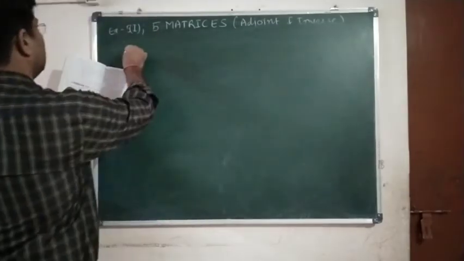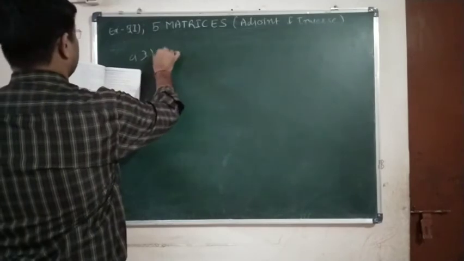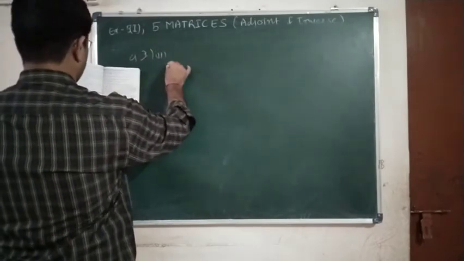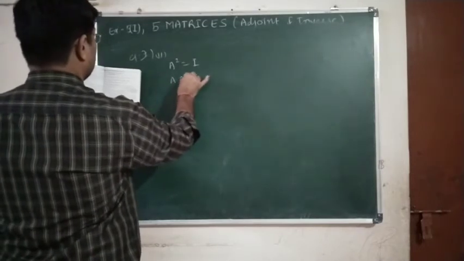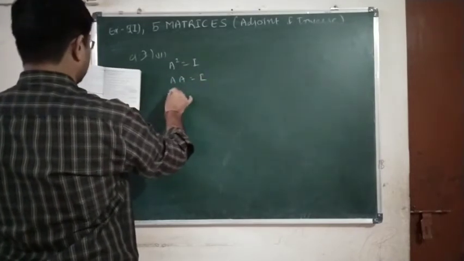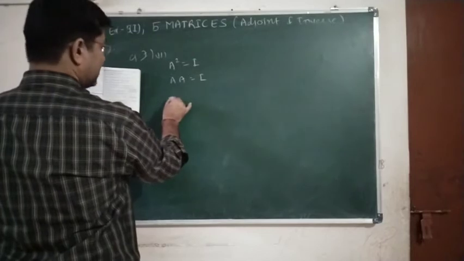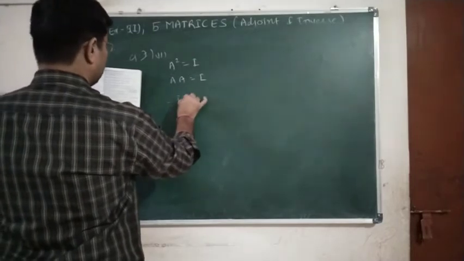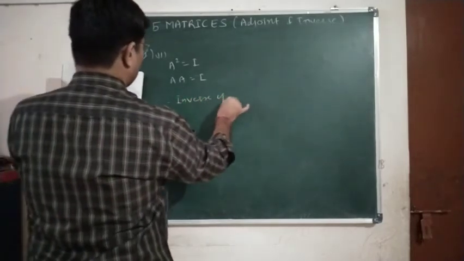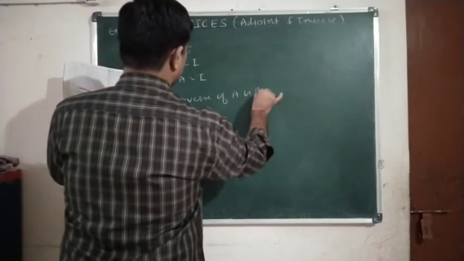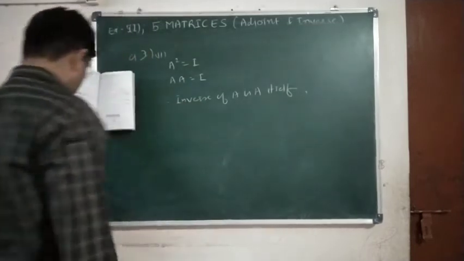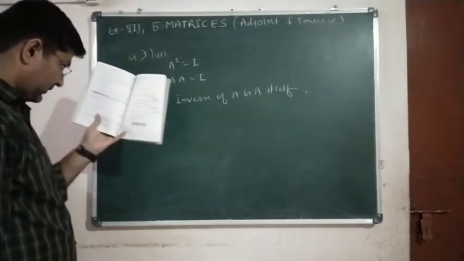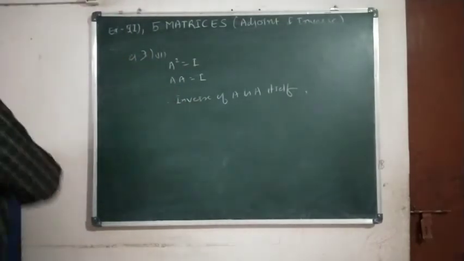Question number 7. Let us try to understand the question. A square matrix satisfying the equation, so A into A is equal to I. So obviously, the inverse of A will be A itself. Therefore, the inverse of A is matrix A itself. Clear? So this is the answer for this question. Now let us solve question number 8.